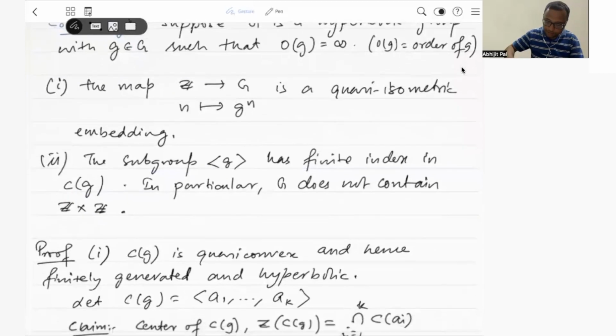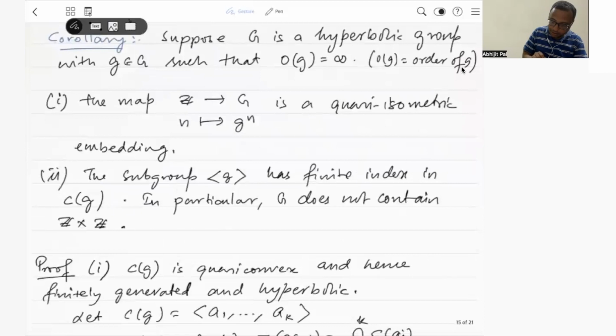Okay, so let us first prove the first thing, that this map from Z to G, n goes to gⁿ, is a quasi-isometric embedding.